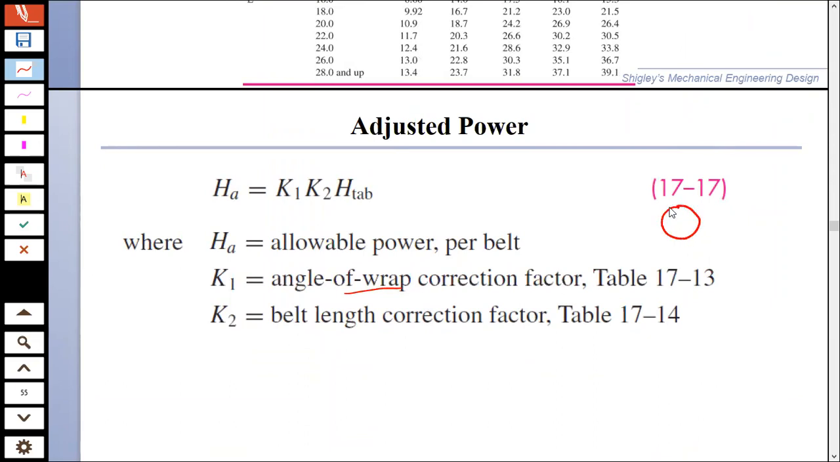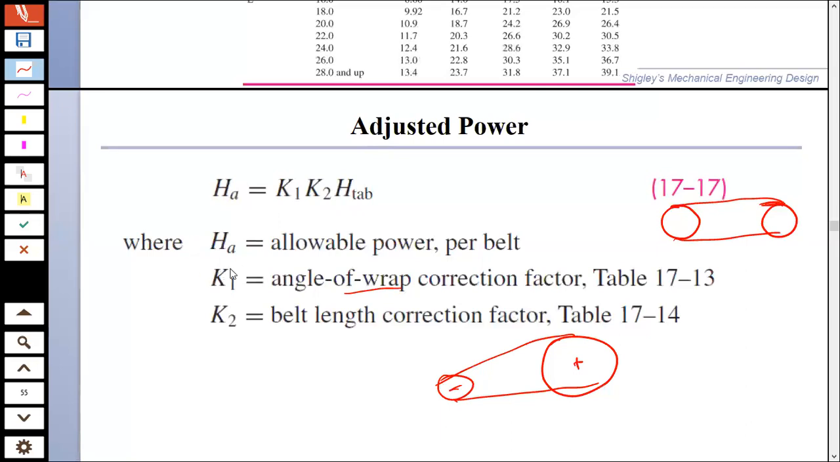He takes the same size pulleys. Both are the same size pulleys. So his conditions are different than ours. We might not have this. We might have this kind of situation. ठीक है, तो therefore we correct these and multiply that by K1, and K2 is the length conversion factor. So therefore our allowable horsepower will be the one from the table multiplied by K1 and K2.